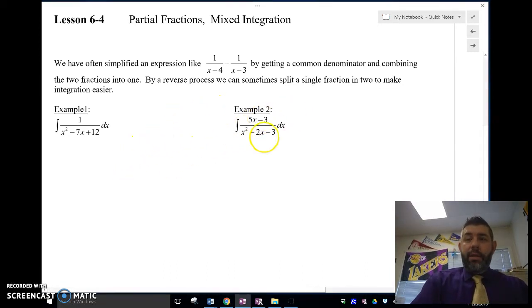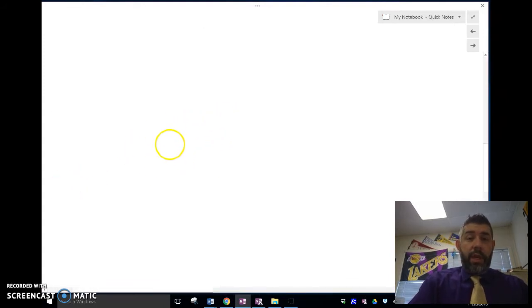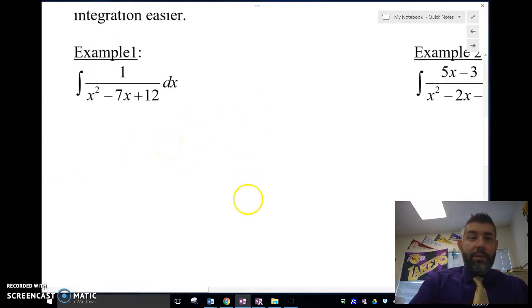If my computer will move, for some reason it is not. All right, sorry guys, it's slow.